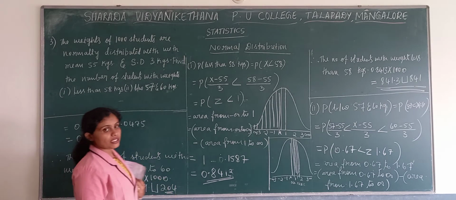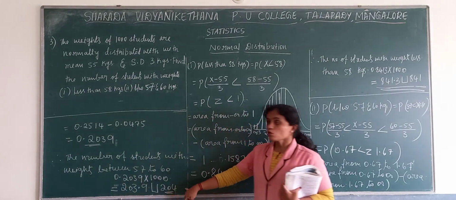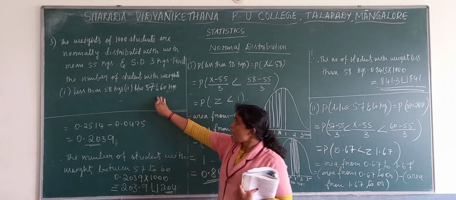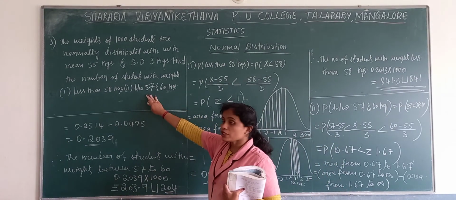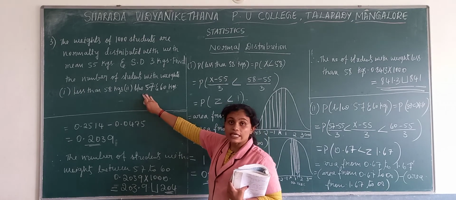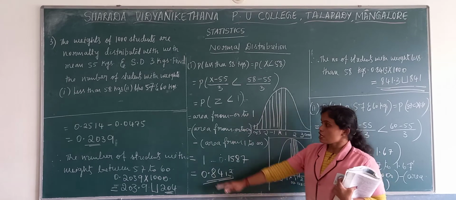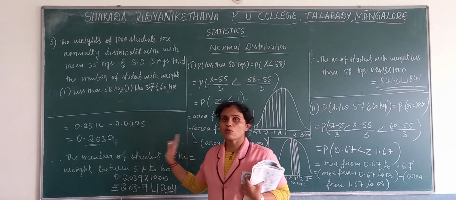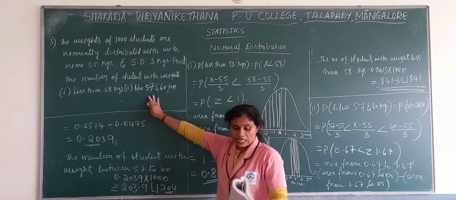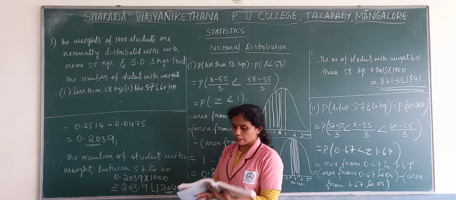Now, how many students are there? 204 students have their weight between 57 to 60 kg. So this is about the second question. Now one more question is remaining. I erased it here. I will write it there once again.